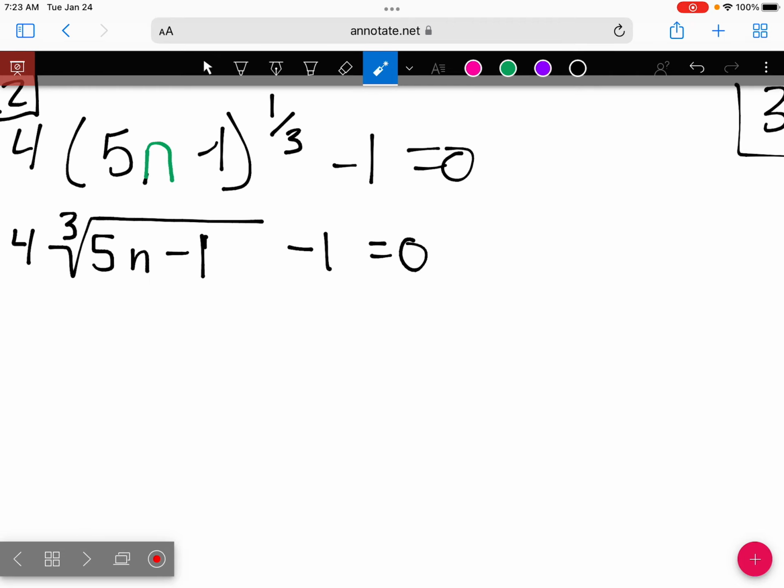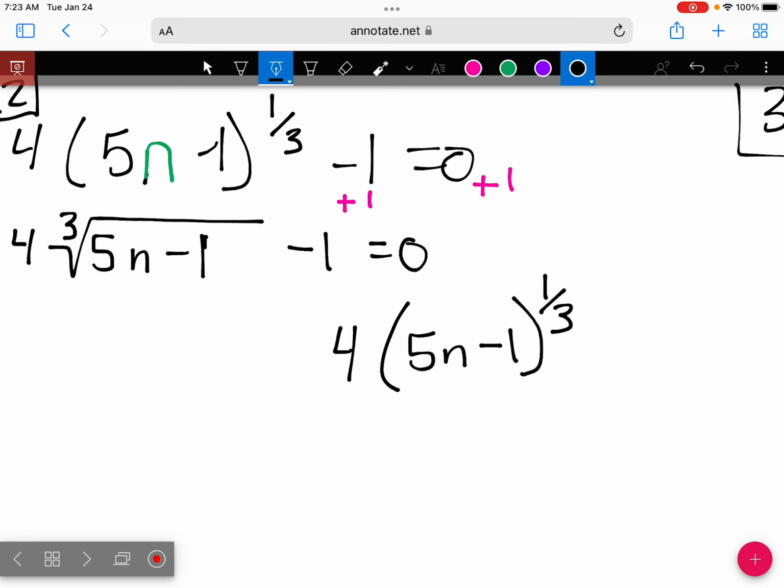So no matter which one you like, what are we going to do first? We're not going to distribute. We cannot multiply into when there's a power. We can add 1. On either one of these, we're going to add 1. I'm going to use the exponent one so that we practice with that, because I've used the root one before. So we have 4 times 5n minus 1 to the 1/3 equals 1. Ew, this one's gross. That's okay.